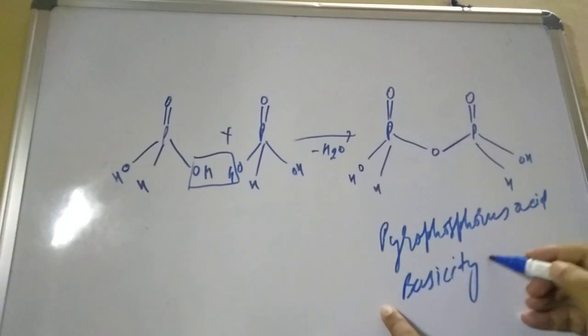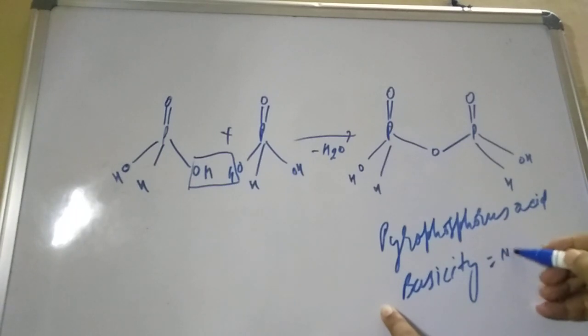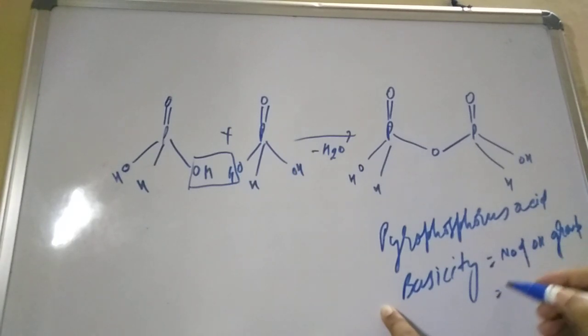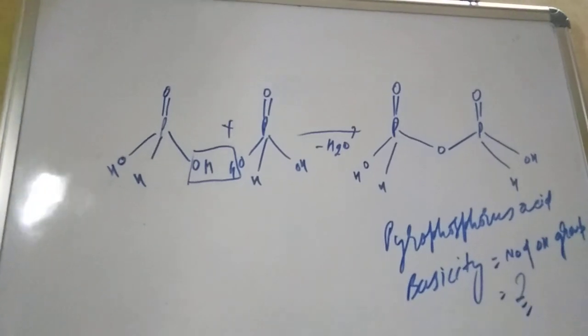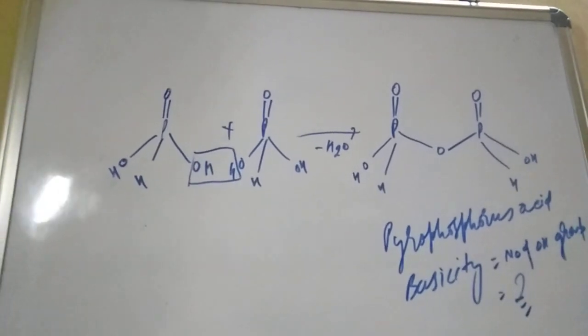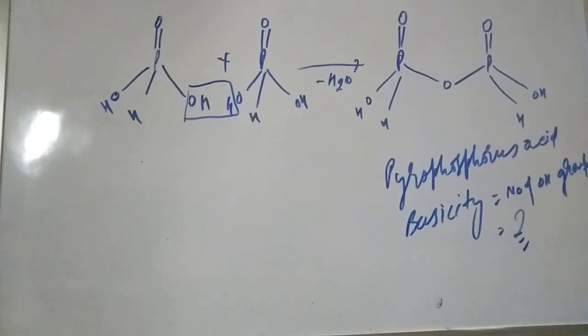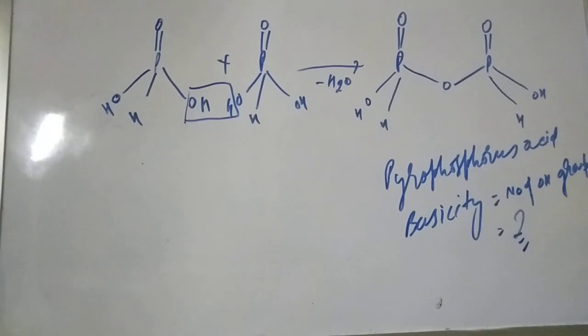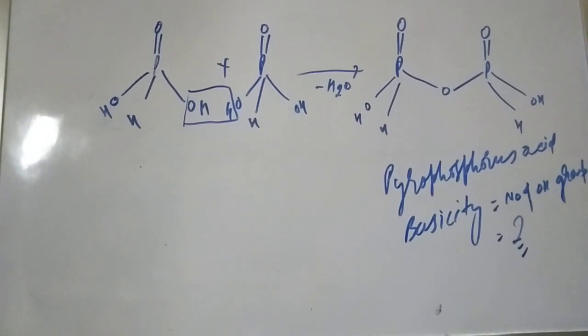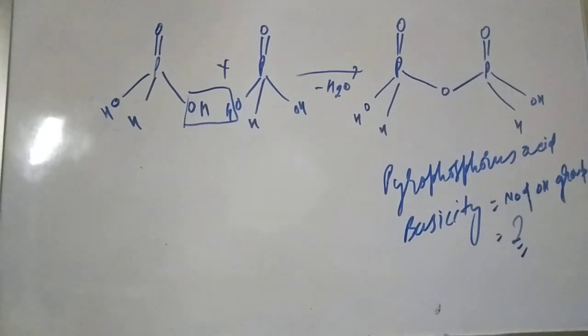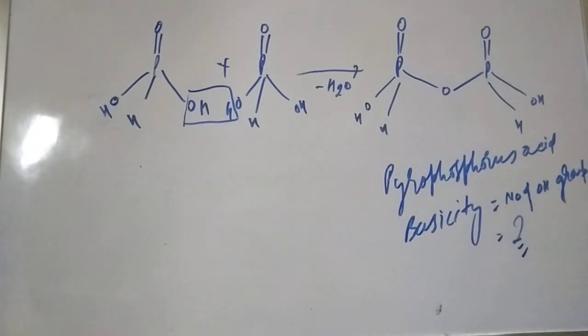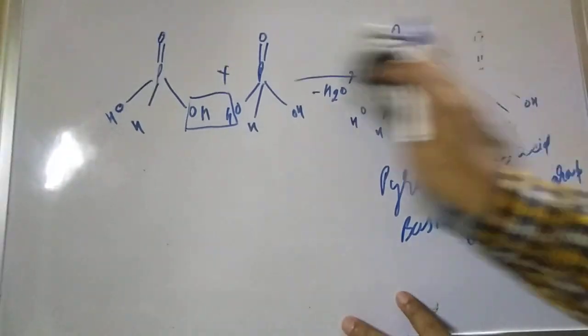Now the important thing is, what is the basicity of this acid? Basicity equals the number of OH groups. How many OH groups are there? You check, 1, 2. So basicity again becomes 2. This is what we studied for pyrophosphorus acid. Now we are going to study the next case, from phosphoric acid. Then we will study the other acids that are derived from the phosphoric acid.